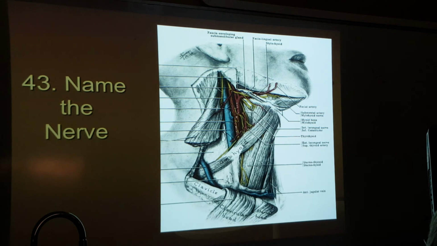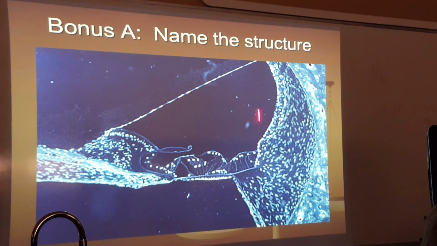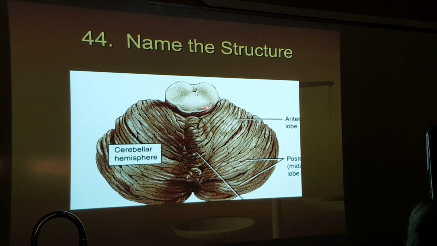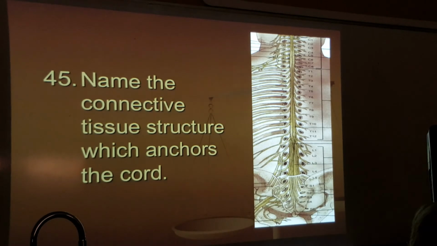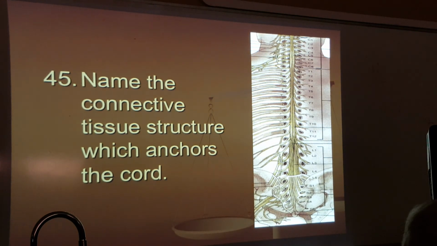Okay, and anyone remember what that nerve is? Mandibular. Hypoglossal. Okay, what's this structure here? Organ of Corti. How about that little membrane? Basilar membrane. Okay, how about that? Vermis of the cerebellum. Okay, what's the connective tissue structure that anchors the cord? Filum terminale. Yeah.